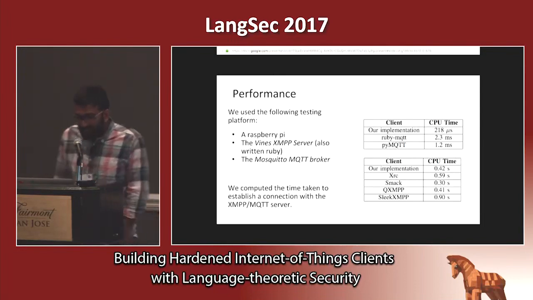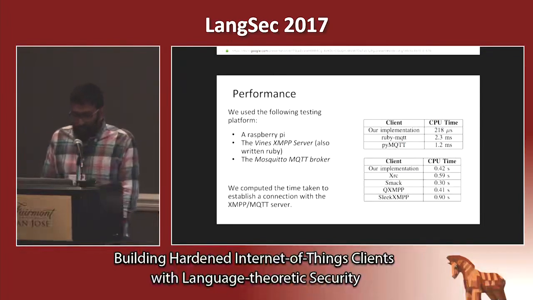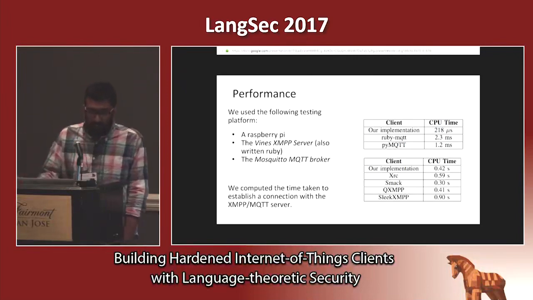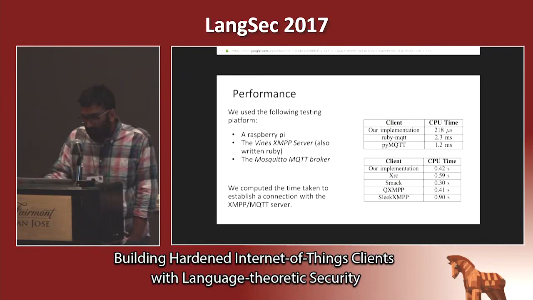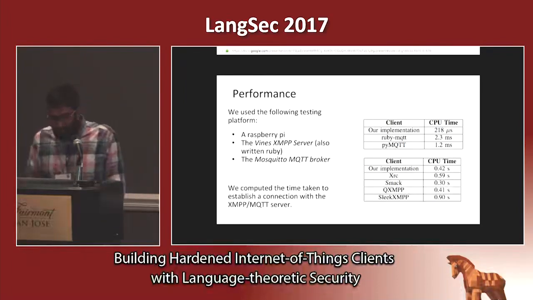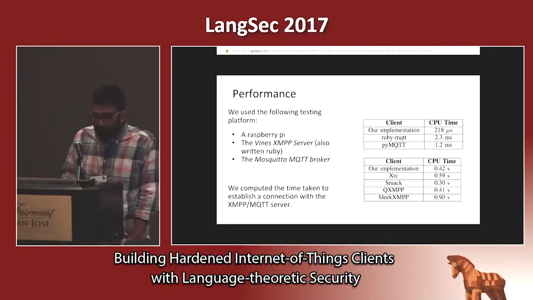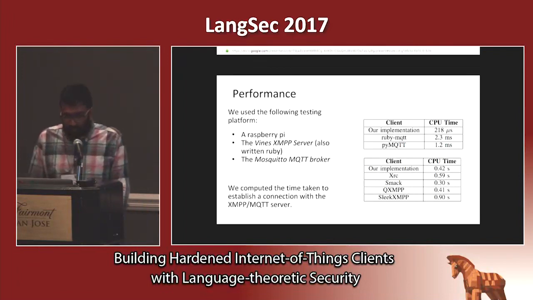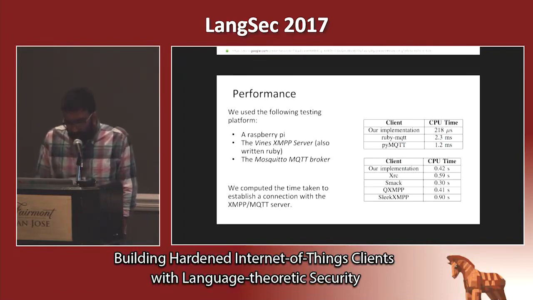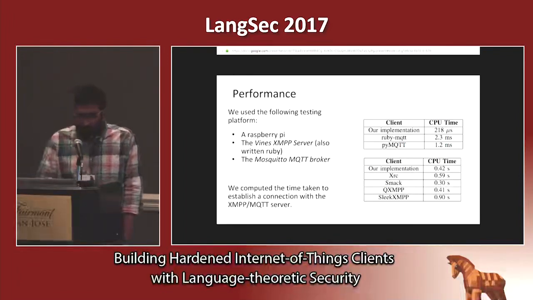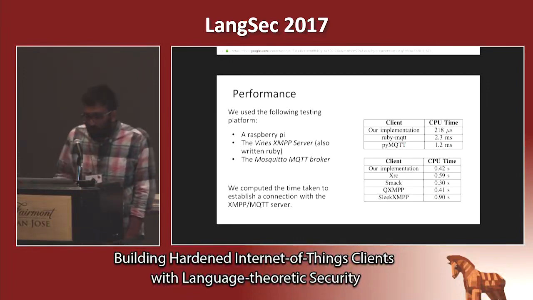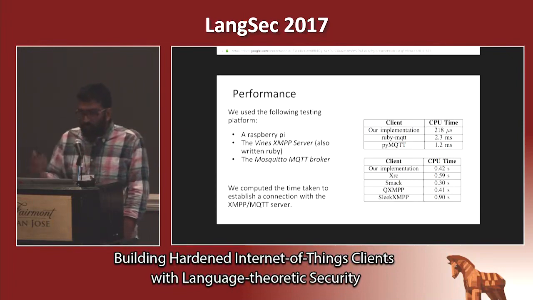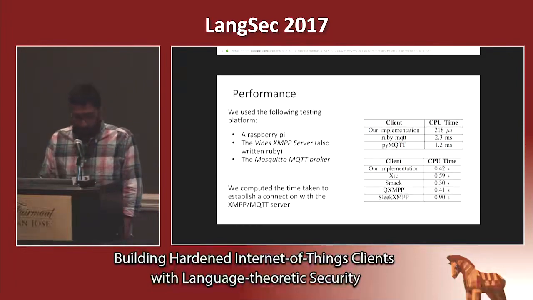Performance-wise, our implementation took less time to establish a connection when it came to the MQTT protocol, and it took slightly more time than a few implementations of the XMPP protocol based on different languages. We were using a Raspberry Pi to run our tests, and we used the Wines XMPP server and the Mosquito MQTT server to perform our experiments.